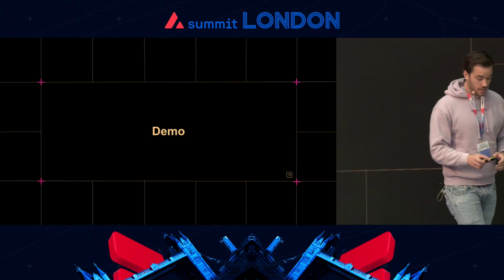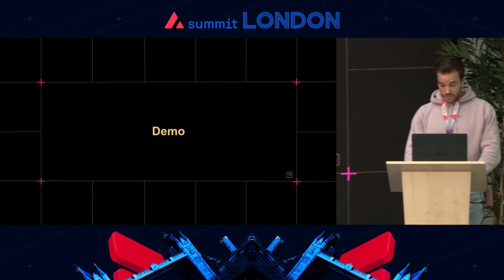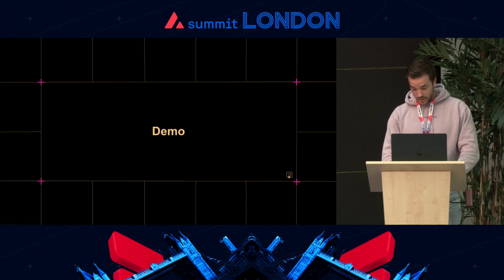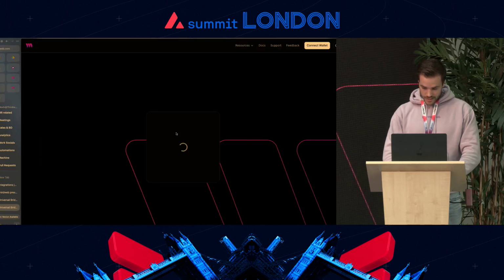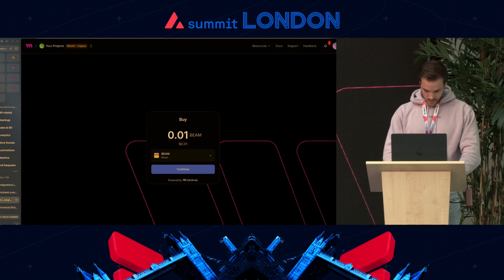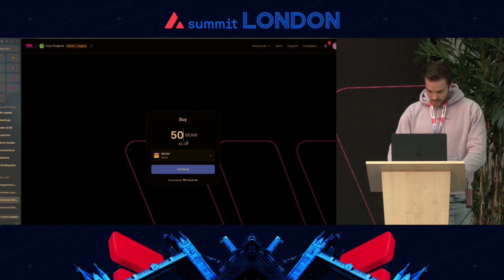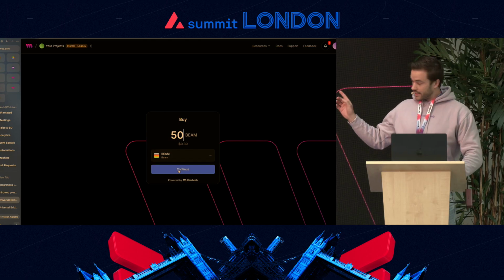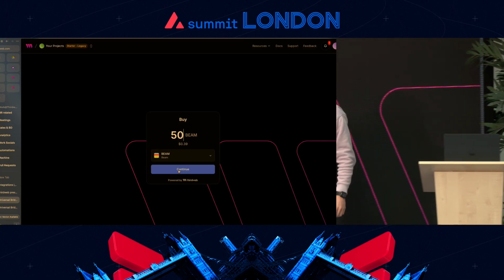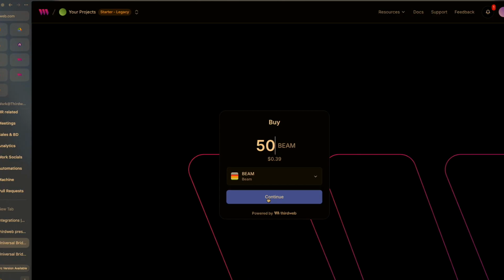I'll quickly show you a small demo now, how that would look for a user built in our own application. Let's say you want to buy 50 Beam on Beam. So basically, that's now the token I want to get on the chain I want to get. Yeah, I want to get 50 Beam on Beam.